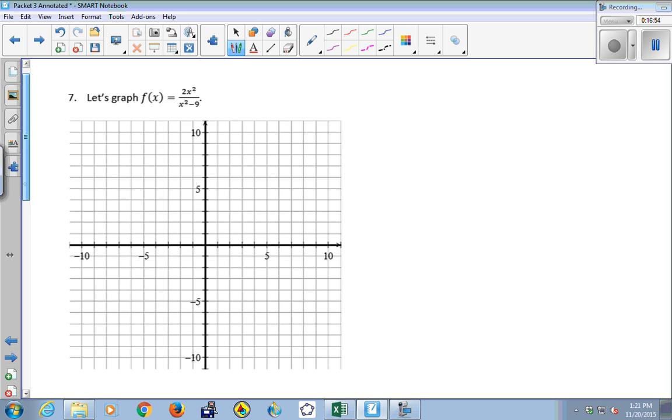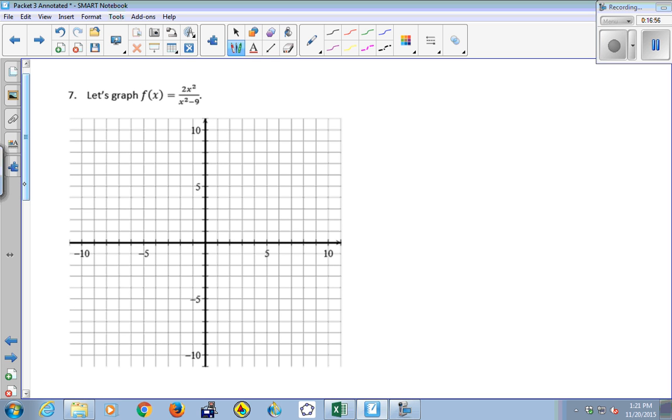So we'll do an example together. All right, I want to graph 2x squared over x squared minus 9. So step one was make sure this thing is fully reduced. So I'm going to do as much factoring as I can. Okay, so f of x is 2x squared over x squared minus 9, which factors to x plus 3, x minus 3. Anything cancel? No. So that tells me I have no holes, right? Nothing cancels, no holes.